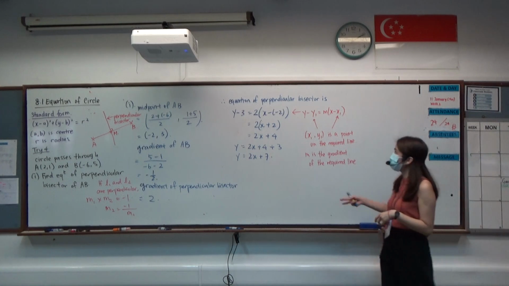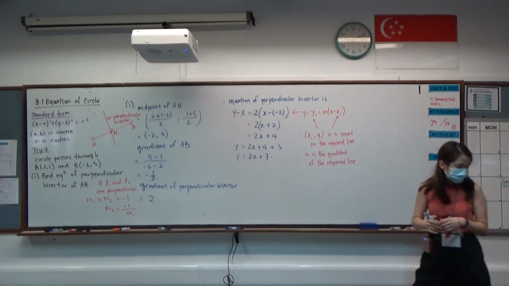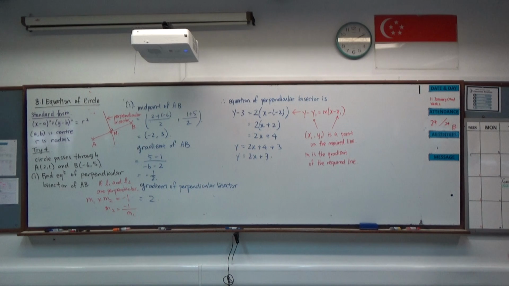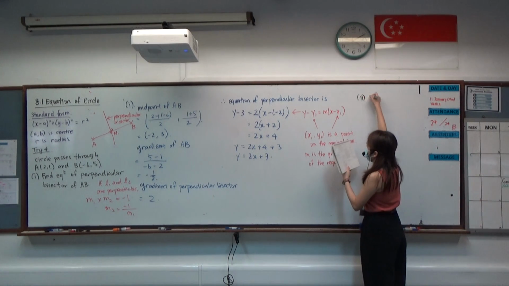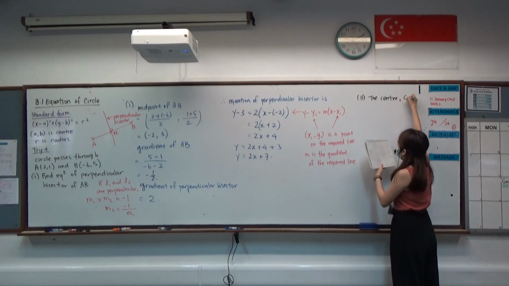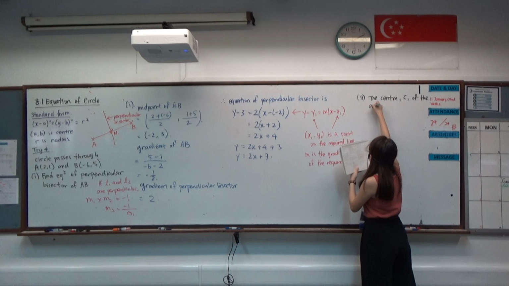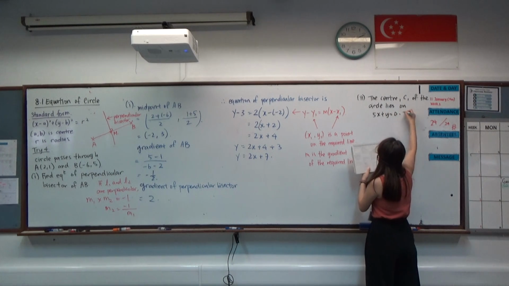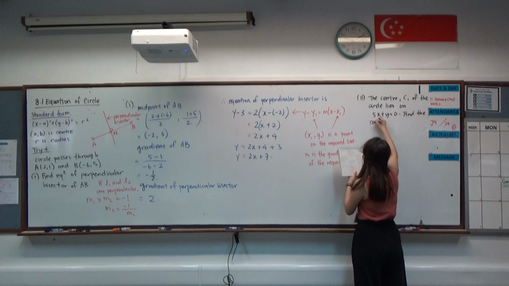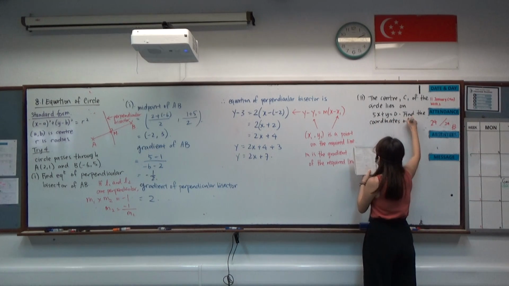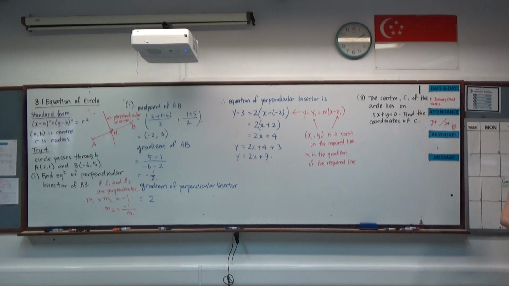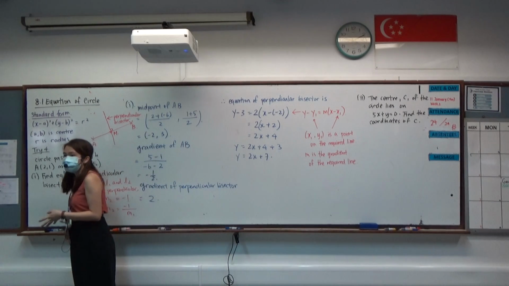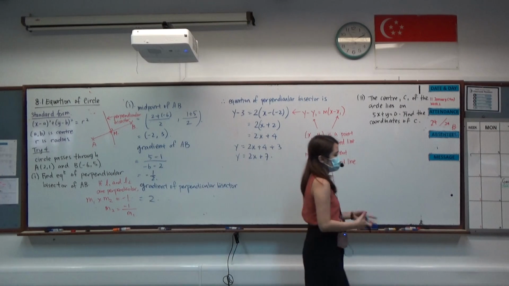Alright, now that we have found the equation of the perpendicular bisector already, which is y equals 2x plus 7, in part 2 we want to find the coordinates of the center C. Okay, so this is the more challenging one, where you need to be able to interpret what it is that you have and then maybe draw a circle to visualize the entire context of the question.